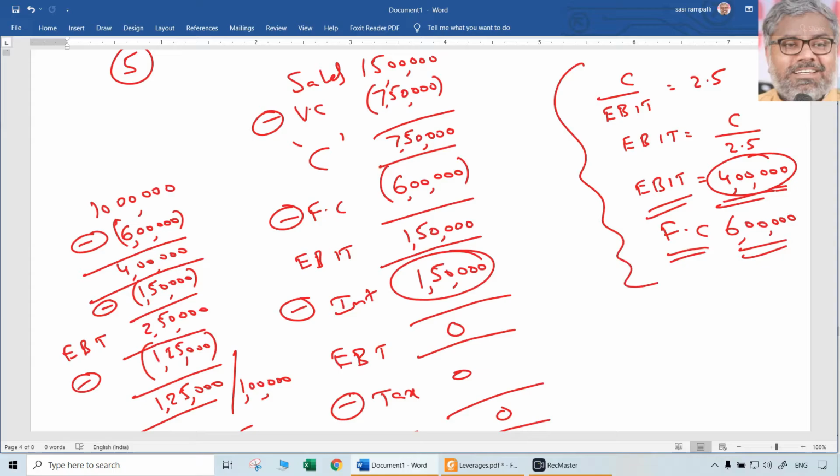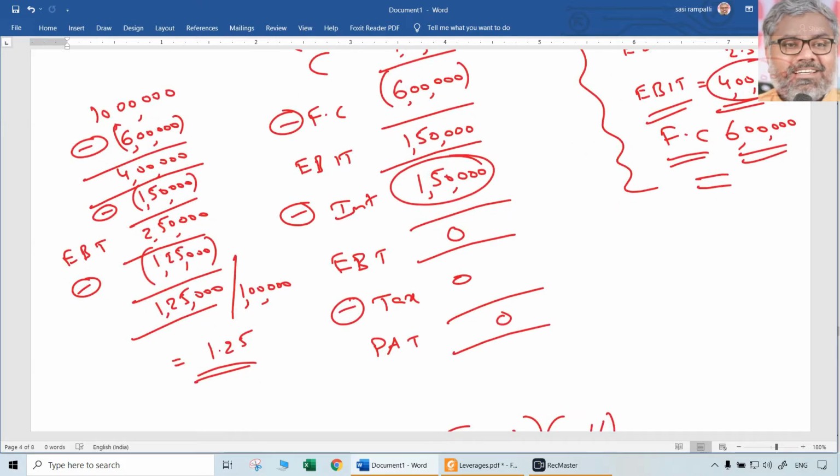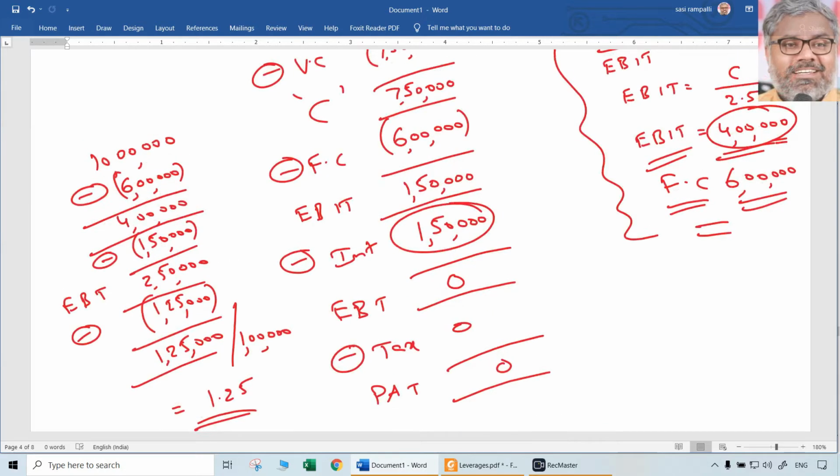Fixed cost currently will be the same. After the decline of sales also it will be the same. So currently fixed cost is 6 lakhs. If you take that, EBIT will be 1,50,000. Naturally interest has to be 1,50,000 so that EBIT becomes 0. So two things are guaranteed standard, whether it is at current level or later. Those are these two things.